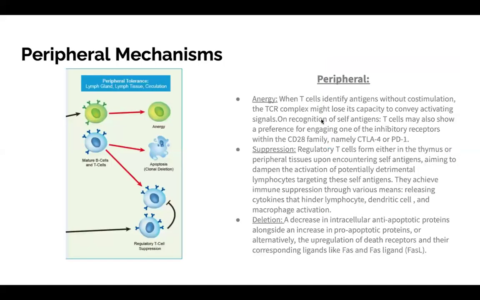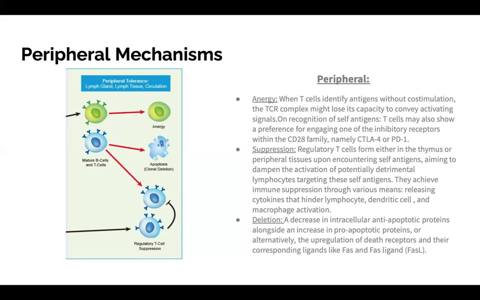So peripheral tolerance also has three main mechanisms. The first one is anergy. When T cells identify antigens without co-stimulation, the TCR complex might lose its capacity to convey activating signals. On recognition of self-antigens, T cells may also show a preference for engaging one of the inhibitory receptors in the CD28 family.